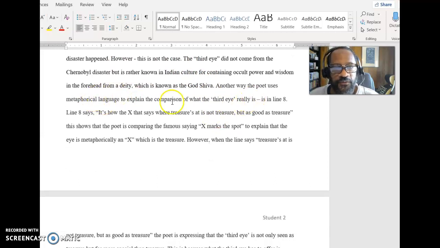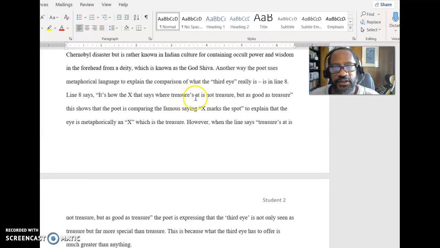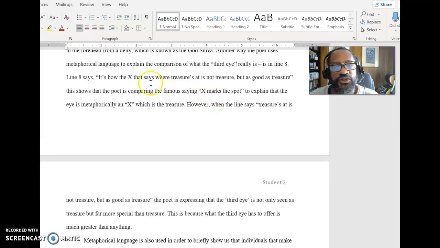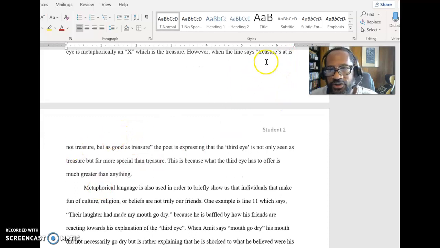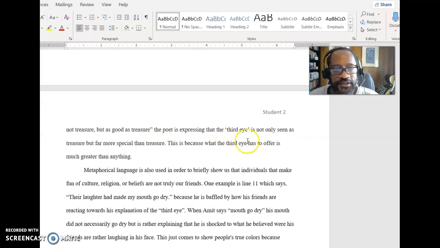Another way the poet uses metaphorical language is through the comparison of what the third eye "really is" in line 8. Line 8 says, "it shows the X that says where the treasure's at is not the treasure, but as good as treasure." This shows that the poet is comparing the famous saying, "X marks the spot," to explain that the eye is metaphorically an X, which is the treasure, right? However, when the line says the treasure's at is not treasure, but as good as treasure, the poet is expressing that the third eye is not only seen as treasure, but far more special than treasure. This is because what the third eye has to offer is much greater than anything.